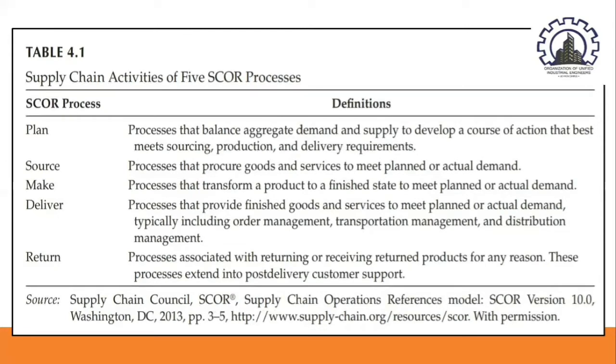As you can see in Table 4.1, it shows the supply chain activities of the 5 SCOR processes. In the first column, you have the SCOR processes: plan, source, make, deliver, and return. And we have also provided a definition of each process. For example, planning refers to processes that balance aggregate demand and supply to develop a course of action that best meets sourcing, production, and delivery requirements.